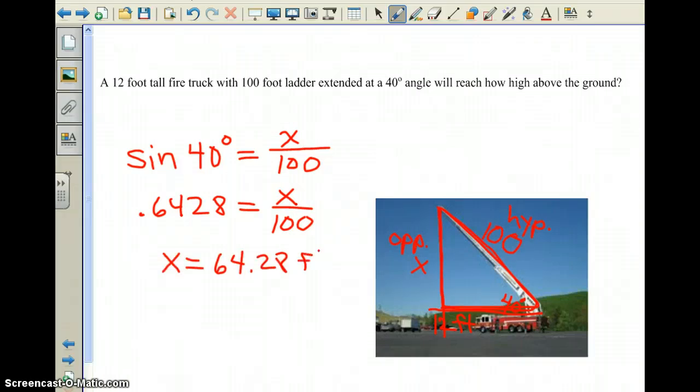64.28 feet. And remember, this 64.28 is just inside of this triangle from here to here, and we still need to add on that height of the fire truck to give us how high above the ground the ladder reaches, which would be 76.28 feet.